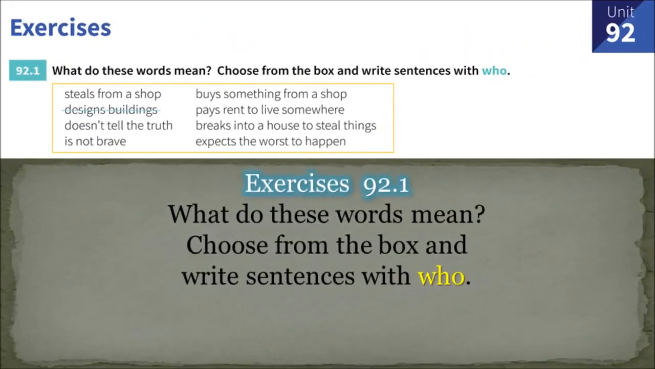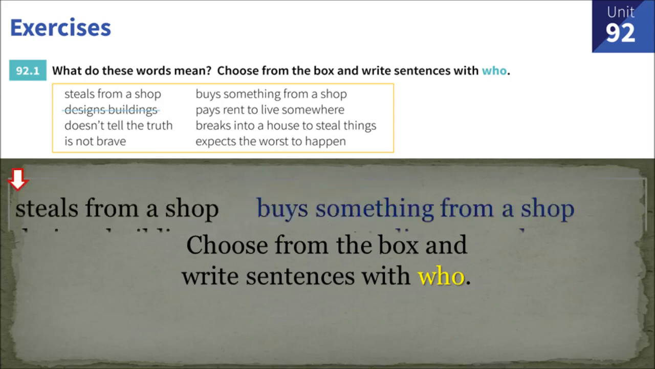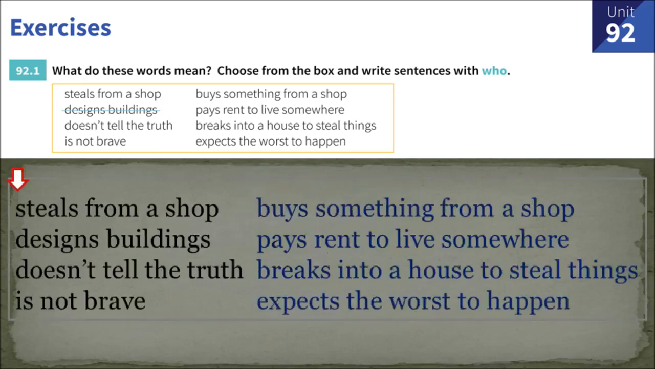Exercises 92.1. What do these words mean? Choose from the box, and write sentences with who. Steals from a shop. Designs buildings. Doesn't tell the truth. Is not brave. Buys something from a shop. Pays rent to live somewhere. Breaks into a house to steal things. Expects the worst to happen.